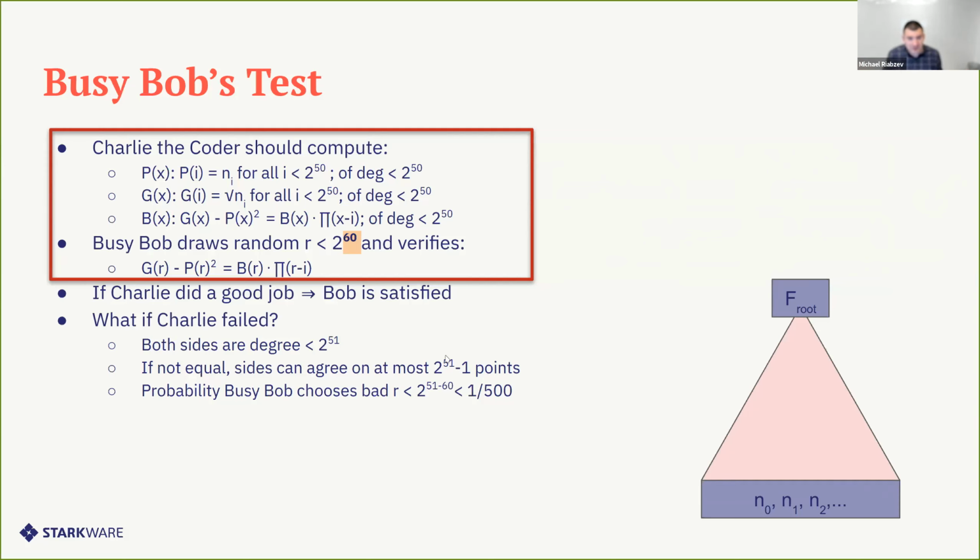points, but the domain that Bob sampled r from is much bigger, it is 2 to the 60 points. So the probability of Bob sampling a bad r value is very low, about 1 over 500. And if it's not sufficient, Bob can do this test a few times, 2-3 times, and the probability of Bob choosing in all cases bad values of r goes down exponentially. Any question on this?